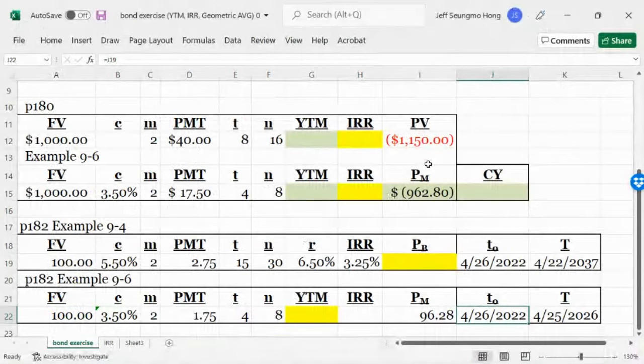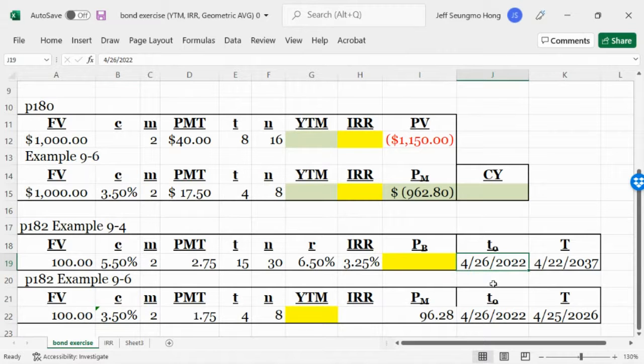All right, so in the original file you downloaded, there must be a dollar sign, but you can get rid of it, because it's still the same thing. It means 100% of the face value, and 96.28% of the face value. You can use today's date.